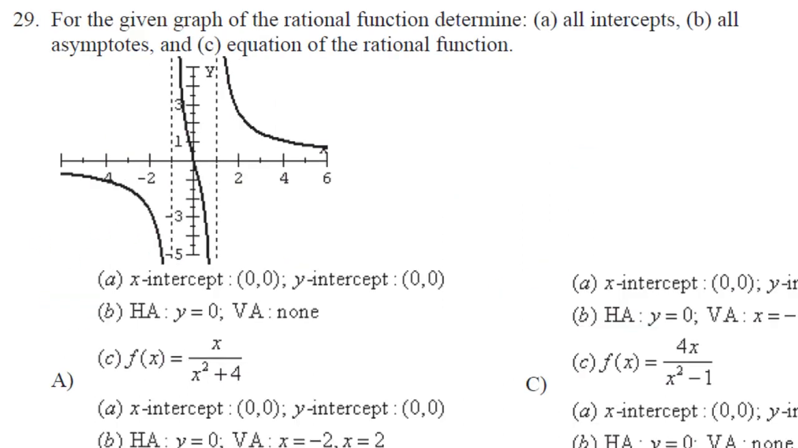All right, same deal here. We have vertical asymptotes at x equals 1 and at x equals negative 1. So our denominator must be x squared minus 1, must be c.